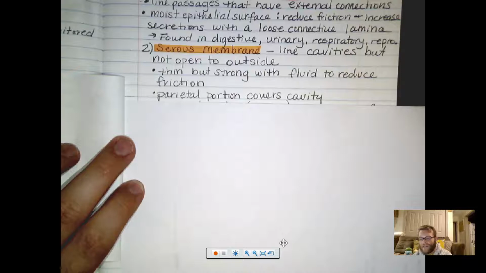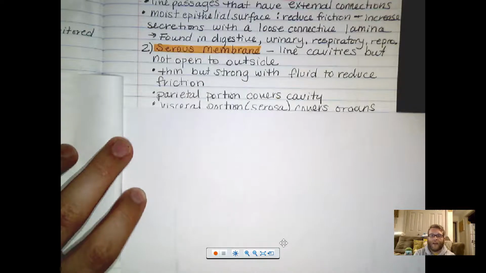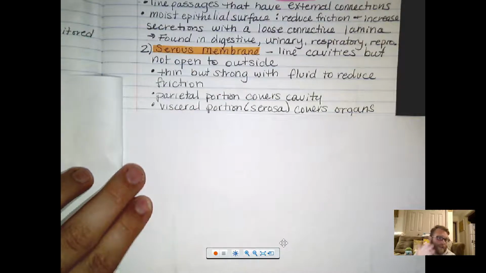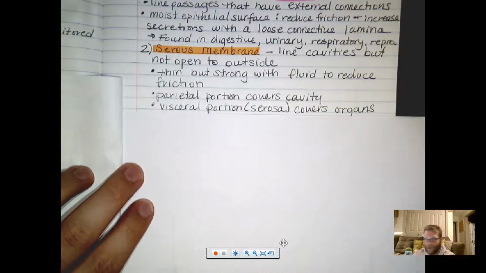With this, you do have two sides to your membrane. Any membrane that's lining the outside of a surface is going to have a side facing a lumen or an open area, and a side directly attached to part of the tissue. The parietal portion of any cavity is what covers the cavity. That's the side facing the cavity, which is most of the time the apical side of our lining tissue. The parietal portion covers the cavity. The visceral portion of your membrane is also called the serosa.